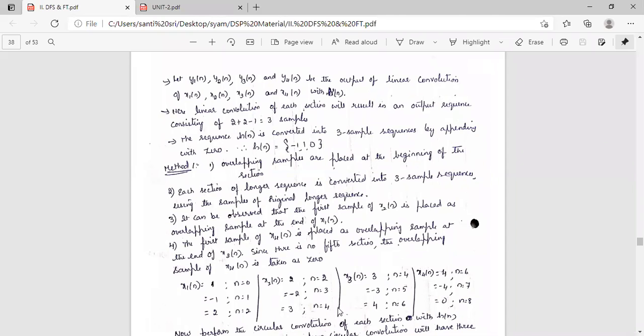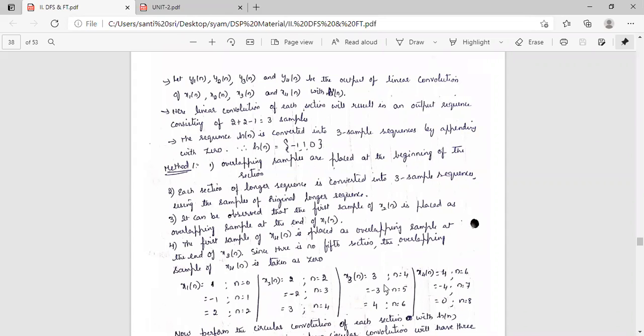3 for n equal to 4. In x3 of n, that is 4, for that is the first sample of x4 of n. So 4 for n equal to 6. And what is the last sample of this x4? Here it will be taken as 0. 0 will be appended.